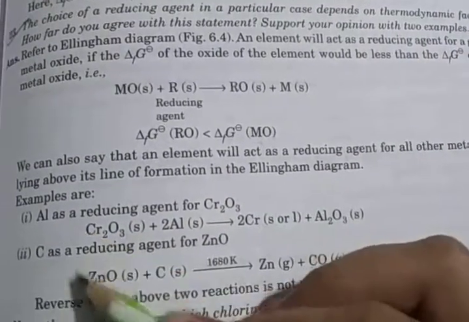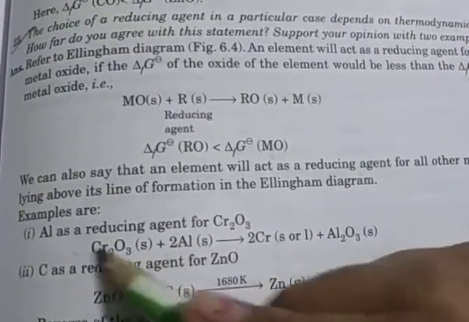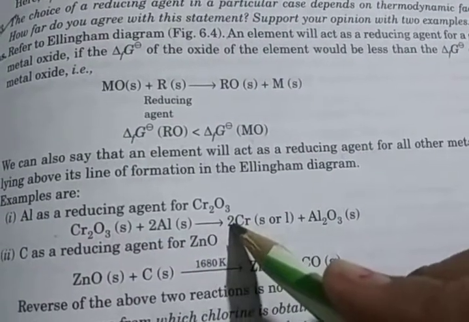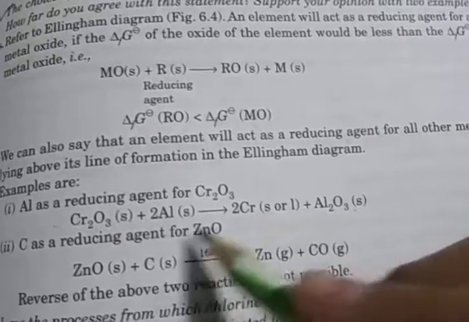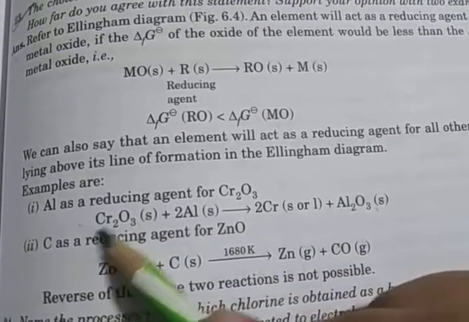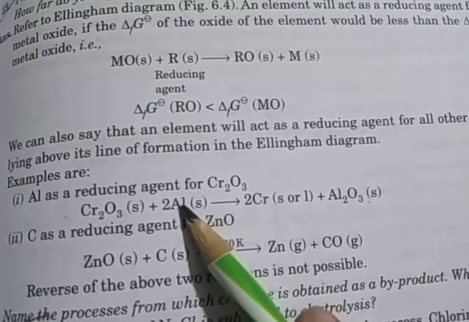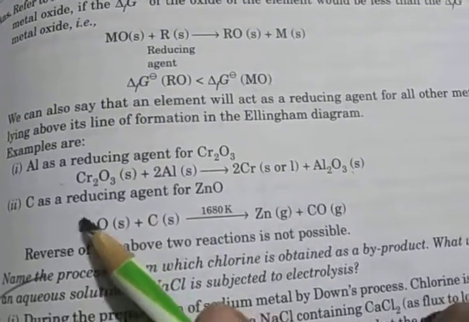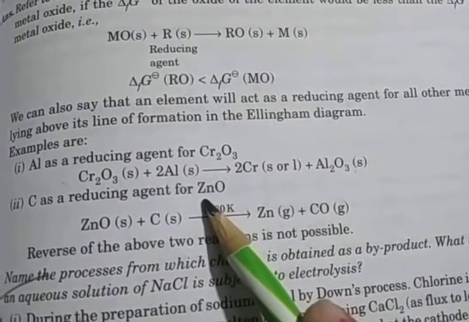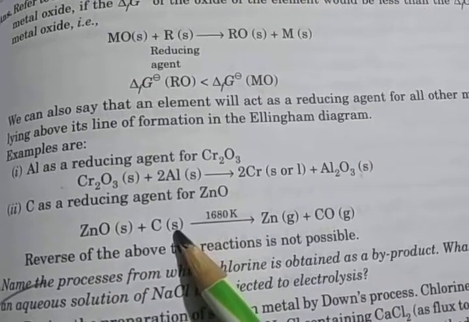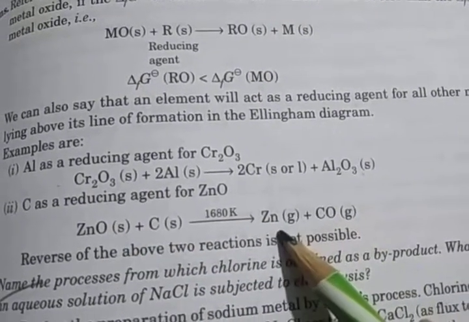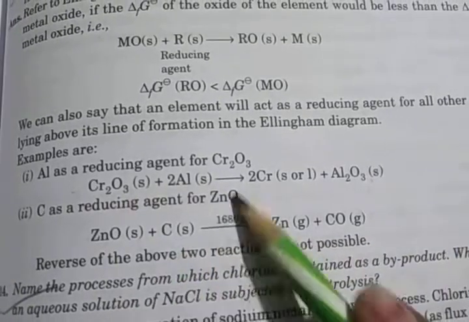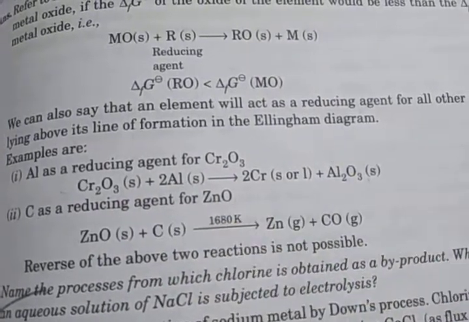A simple example is aluminium as a reducing agent for Cr2O3. The reason is that aluminium converts into alumina and then reduces the Cr2O3. So aluminium acts as a reducing agent. The second example is carbon as a reducing agent for zinc oxide. Zinc oxide reacts with the carbon. So carbon acts as a reducing agent because zinc oxide converts into zinc. The reverse of the above two reactions is not possible.